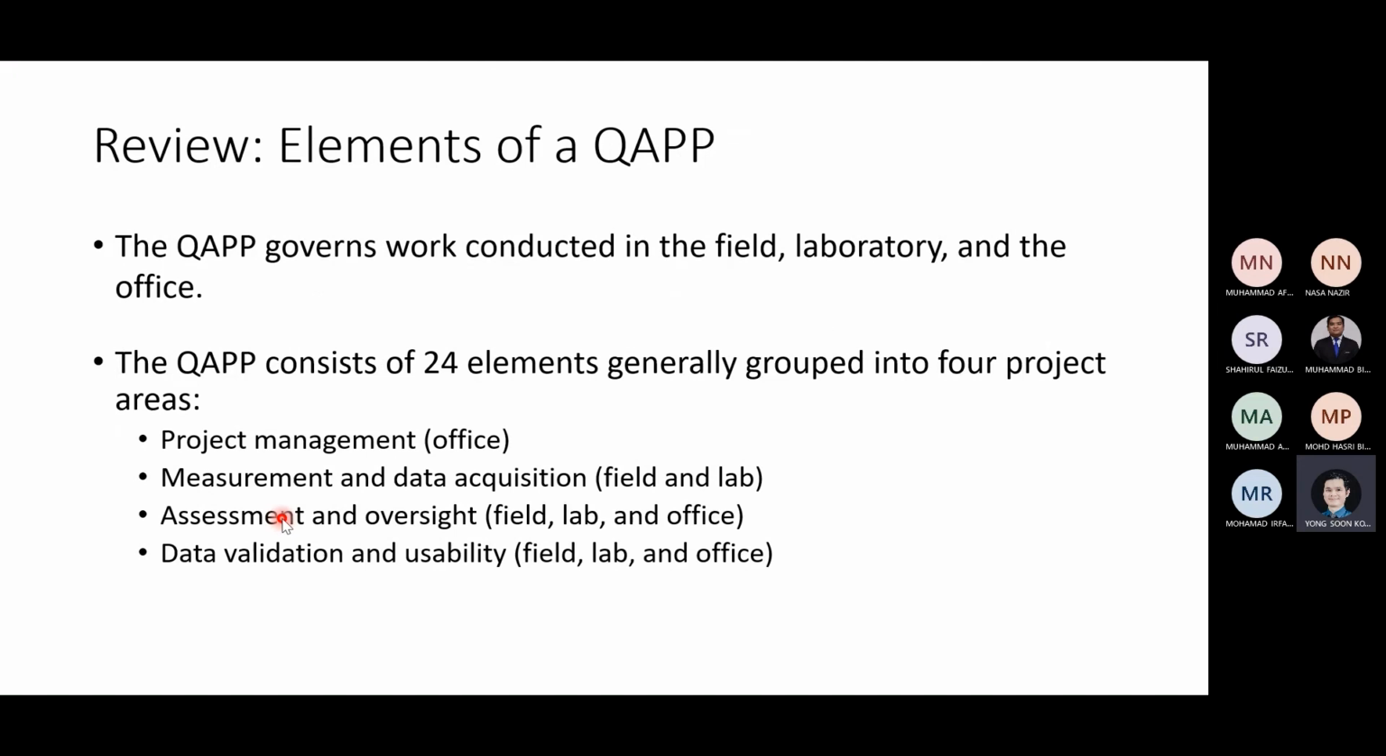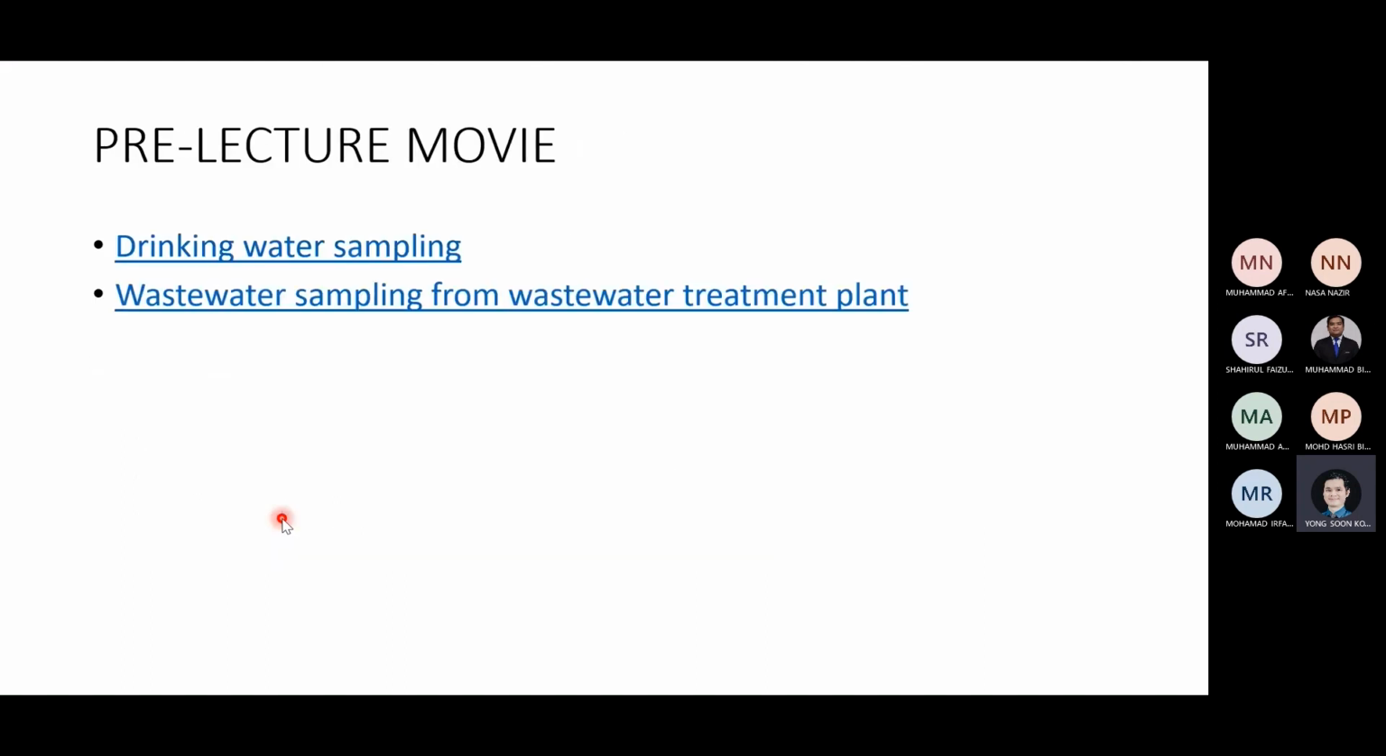So, okay, these are the things that I've said earlier. QA is higher up than QC. It's policy. It's more of management on how do we ensure the quality of our data. I think I've explained all just now, so I think I'll just move on.